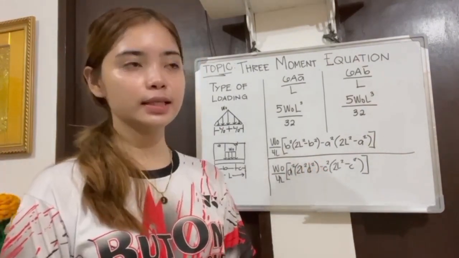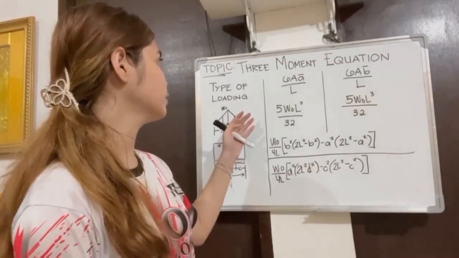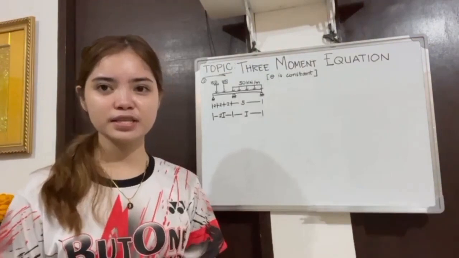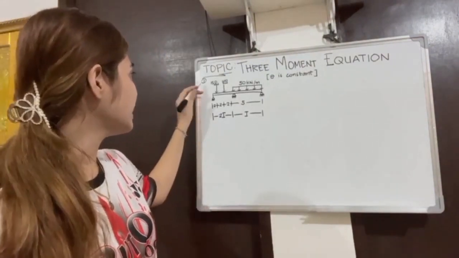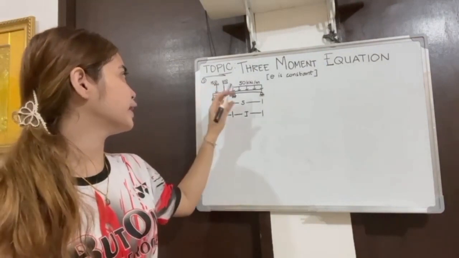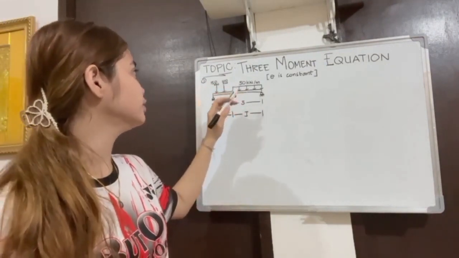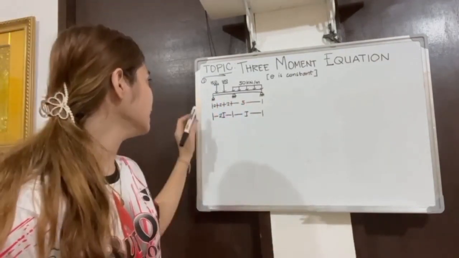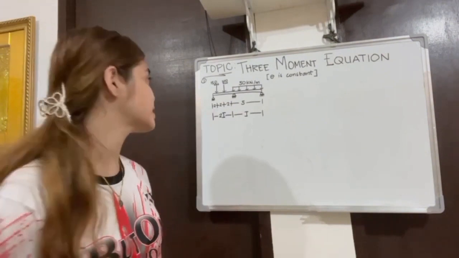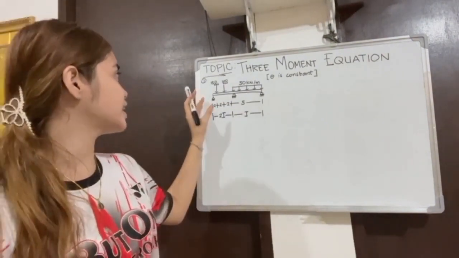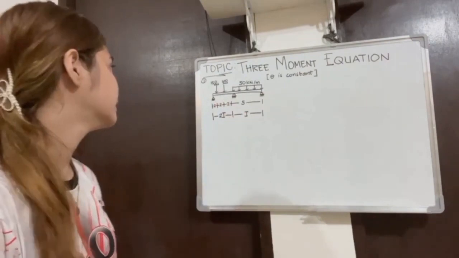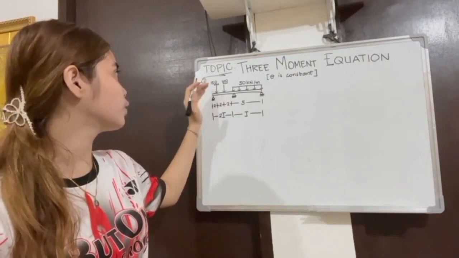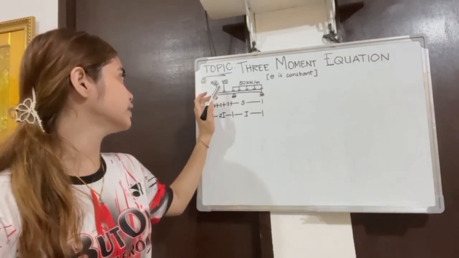So to understand this further, the factors of the 3-moment equation, let us have an example. So this is our first example, and we have a continuous beam with a uniform load from the center to the right settlement. So naa tay upat ka reaction since naa man tay isa ka hinge og duha ka roller. Og naa tay load na 150 kN og 100 kN.